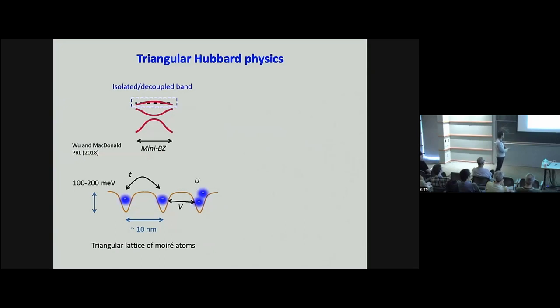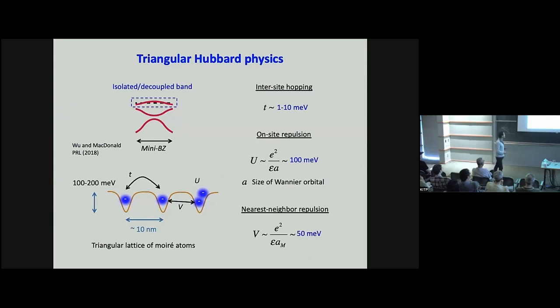It's on the order of a few nanometers, and the trapping potential depth is 100 to 200 milli-electron volts. In this case, you can think of it in a low energy scale: the electron can hop between sites with an amplitude T. If you have two electrons on the same site, they experience an on-site Coulomb U. And there is also an intersite Coulomb V, right? A typical energy scale for this kind of system: T is between 1 to 10 milli-electron volts.